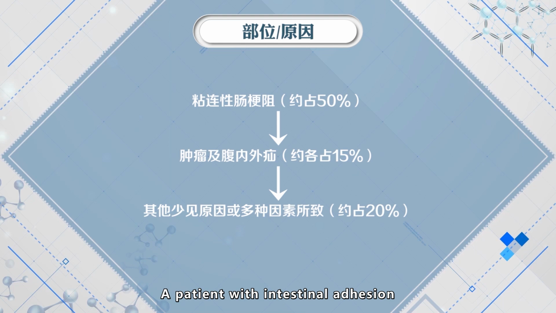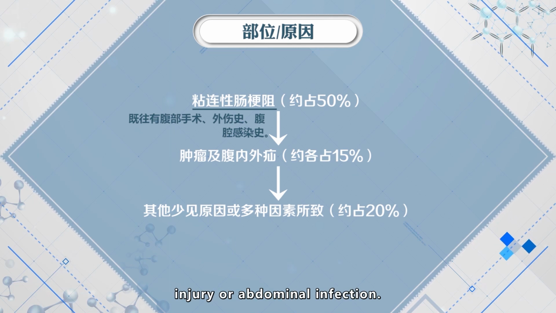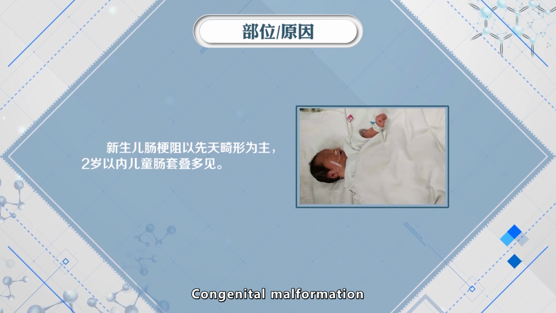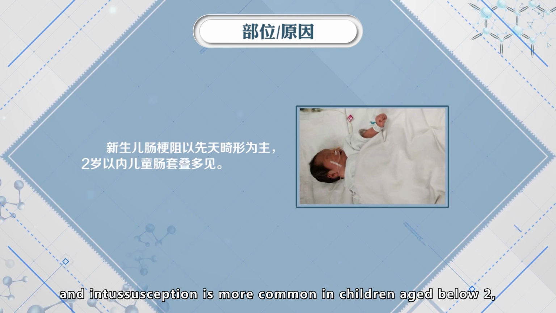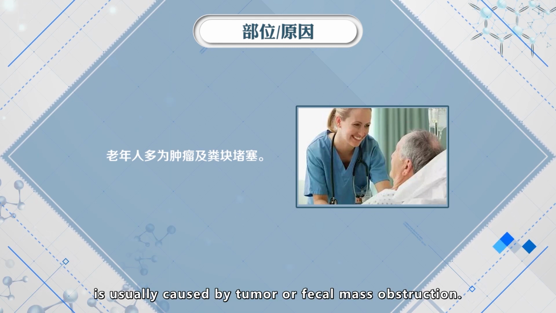A patient with intestinal adhesion has a medical history of abdominal surgery, injury, or abdominal infection. Congenital malformation is the predominant cause of intestinal obstruction in newborns, and intussusception is more common in children aged below 2, while intestinal obstruction in aged people is usually caused by tumor or fecal mass obstruction.